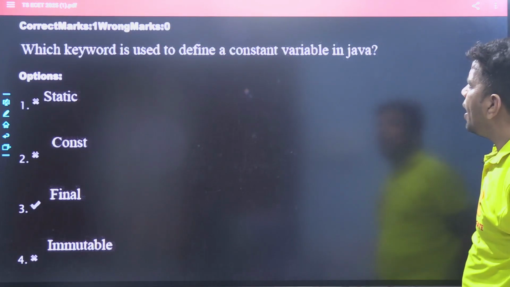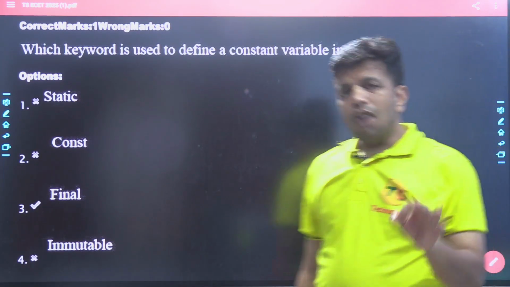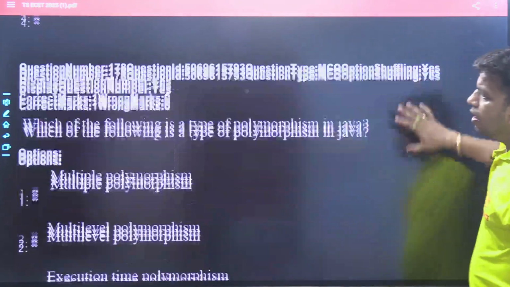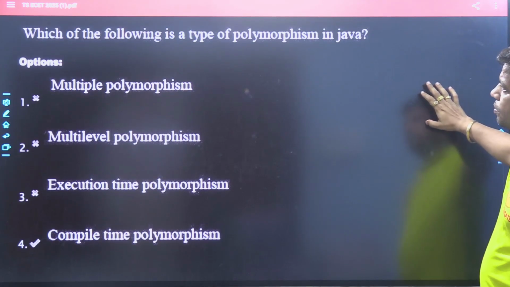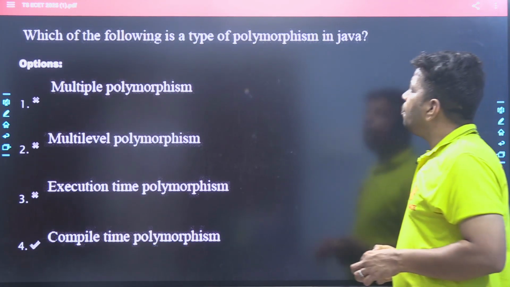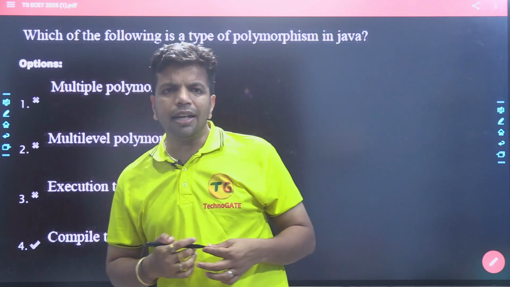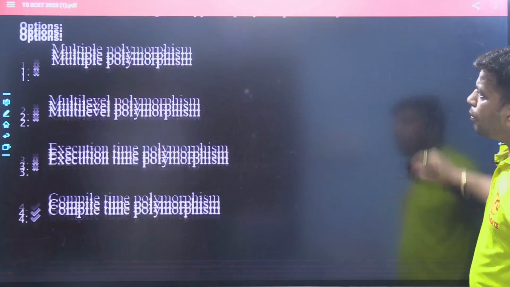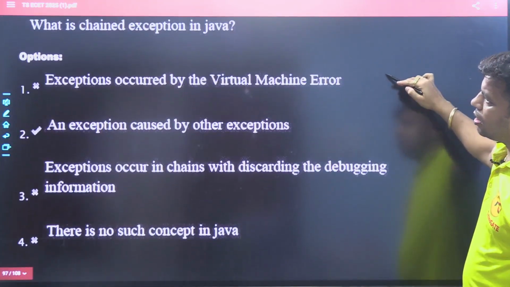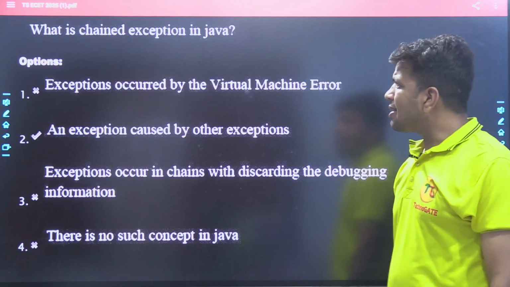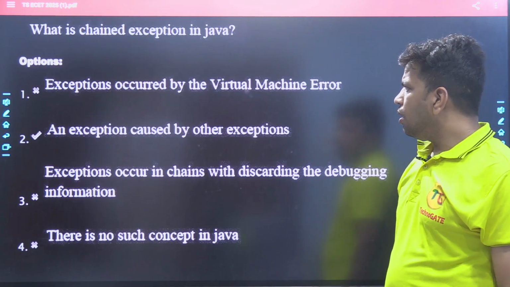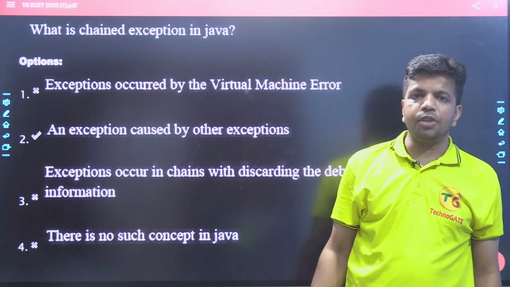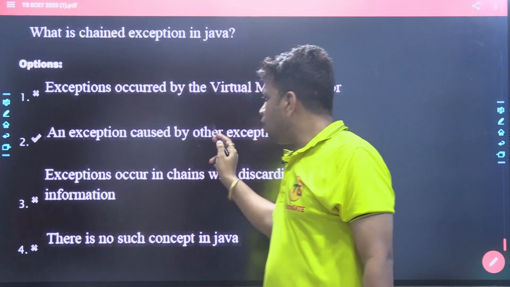Which keyword is used to define the constant variable in Java? So in Java, if you want to define a constant variable, you need to use the final keyword. Okay, so final is used. Which of the following is a type of polymorphism in Java? So can we say that compile time polymorphism is possible in Java? We can go with answer 4, compile time polymorphism. What is the chained exception in Java? Chained exception means an exception caused because of another exception. It is called chaining. So second is your answer.